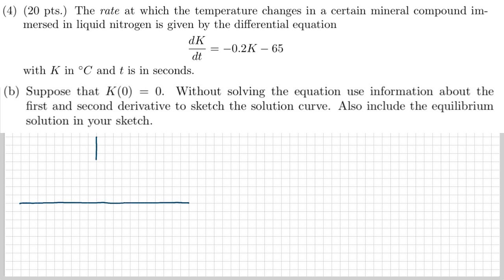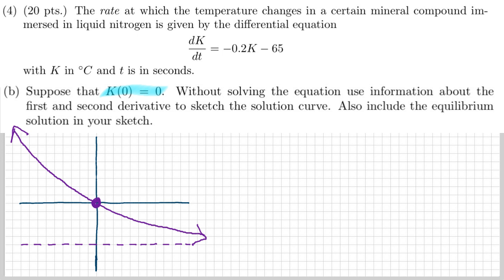So here is my axis, and here is my equilibrium solution. It's important to see that it's below the x-axis. And now the other thing that people didn't include, that it would have helped you a lot if you had thought about, was where the initial condition is. Because the initial condition, k of 0 equals 0, means the point (0, 0) is on your curve, right? So the origin is there.